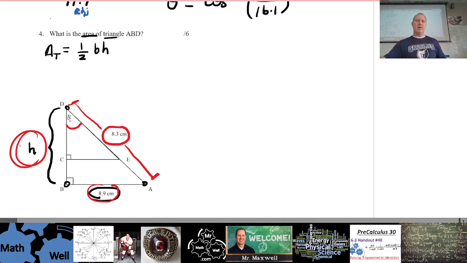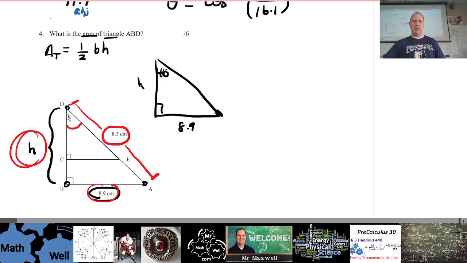So let's see if we can find h here. So let's just say we have this one triangle that looks like this, right? Here's the 46. Here's the 8.9 and the h. I'm going to do opposite over adjacent. So that's going to be TOA. Okay, opposite side, adjacent side.